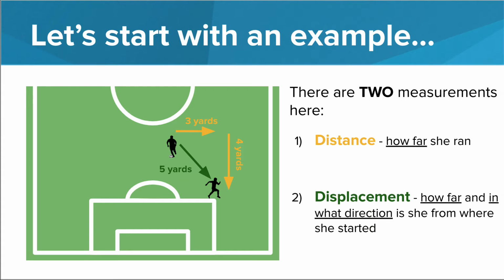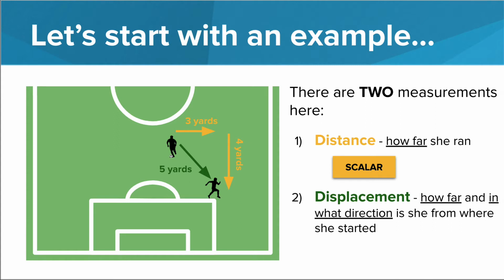The distance measurement doesn't care about direction. Just add the lengths or magnitudes of the pieces to get the final result. We call this type of measurement a scalar measurement. In contrast, in order to get her displacement, we needed to consider both the magnitudes and directions of the pieces in order to get the final result. We can't just add them together to get a total.